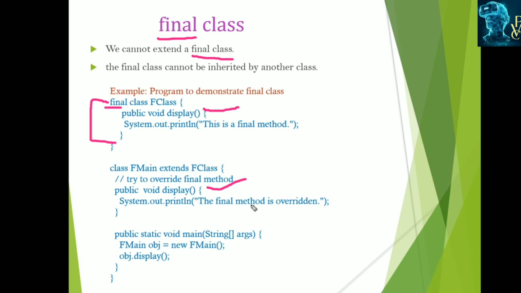When we create the object and compile this program, it displays an error. You are trying to subclass, but the F class is a final class, so it displays the compile time error. So final classes cannot be extended.